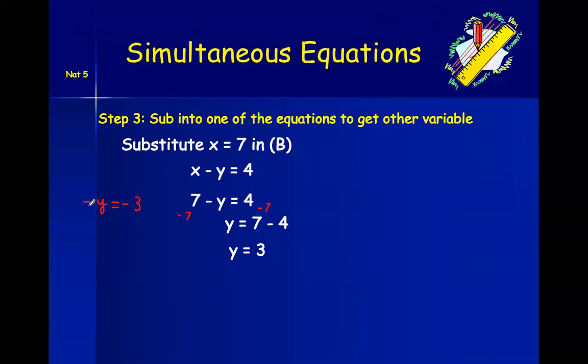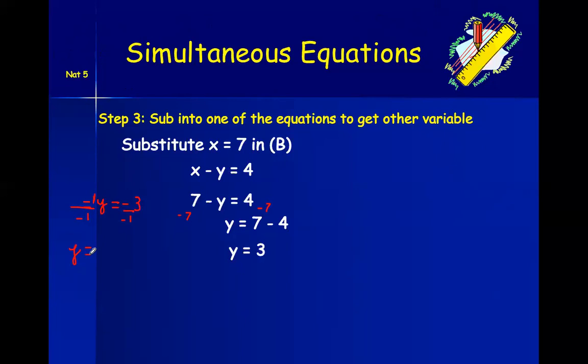Negative y equals negative 3, you divide by -1 on both sides. Because you remember we said we've got an invisible 1 here, to get rid of it, you need to divide. And -3 divided by -1 is just y equals 3.